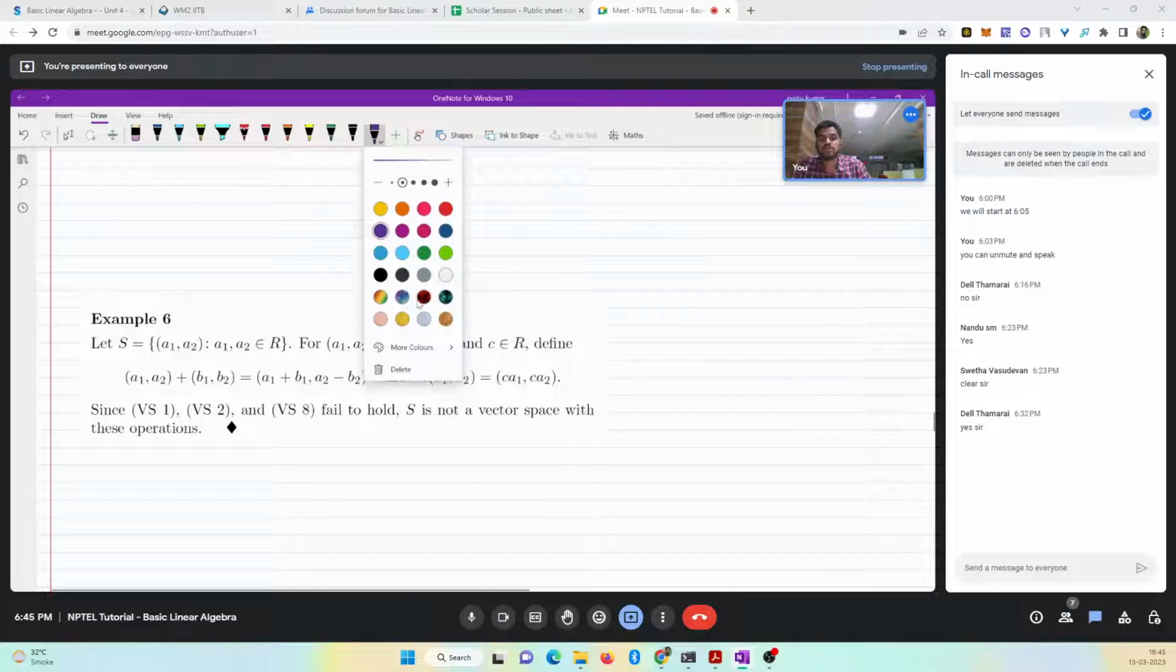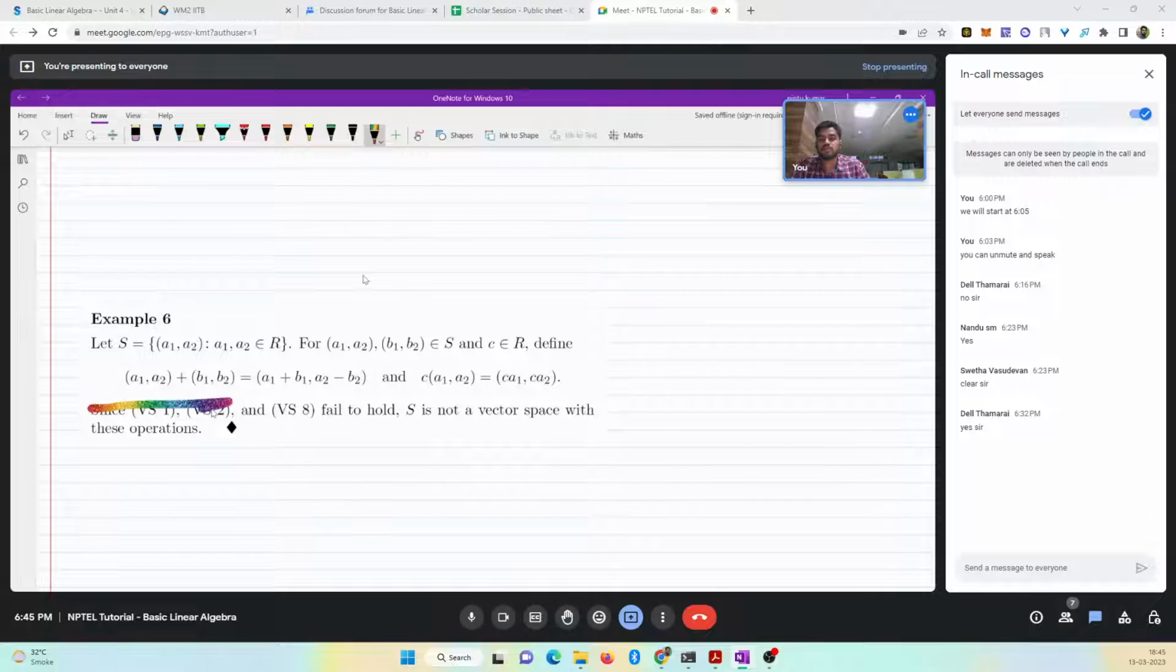Let's do one thing. We cover this. We don't see which property fails and which is not a vector space. I forgot to color this. Now we have colored this.